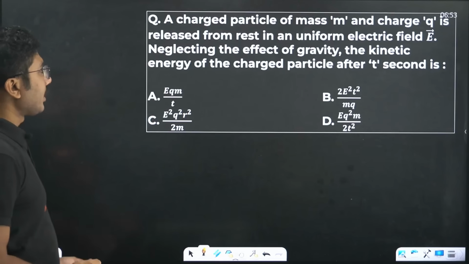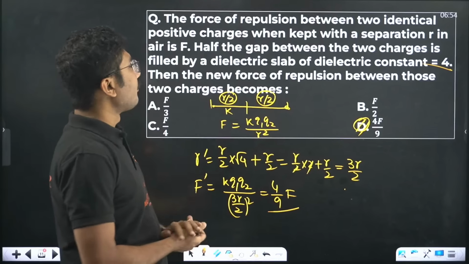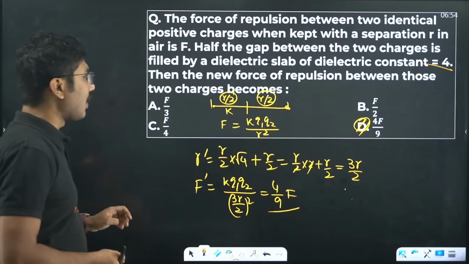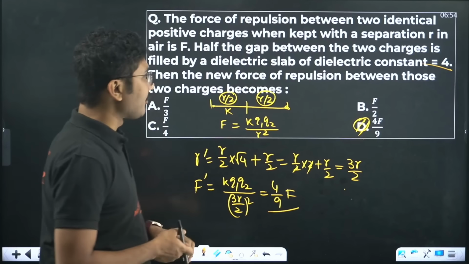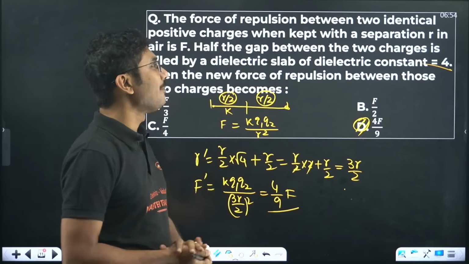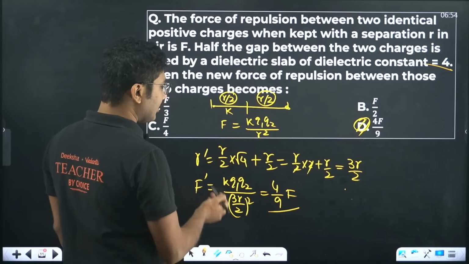Now next is the force of repulsion between two identical positive charges when kept at a separation of r. That's the question I was talking about. Half the gap between the two charges is filled by a dielectric slab of dielectric constant 4, then find the new force. So first you have to calculate the equivalent length.